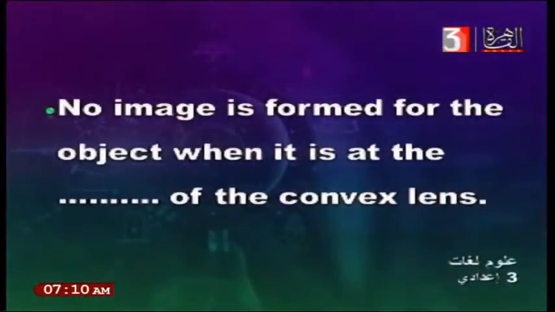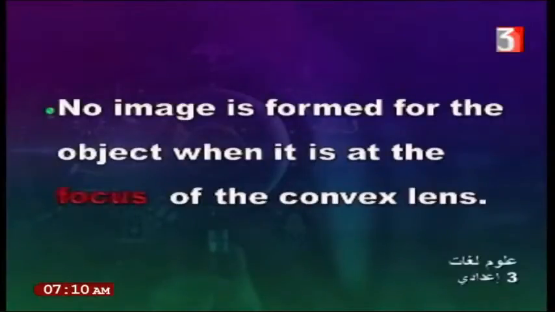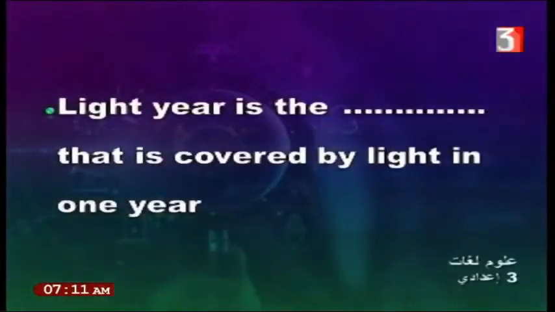No image is formed for the object when it is at the focus of the convex lens, because the refracted rays will be parallel. Light year is the distance that is covered by light in 1 year. It is the definition of light year.